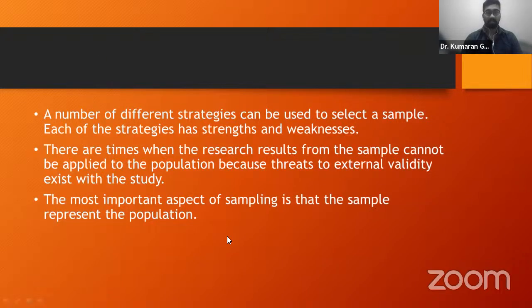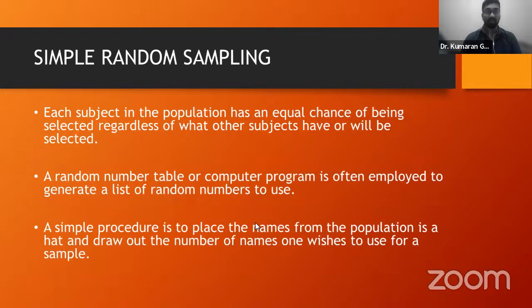Okay, so there are times when the research results from the sample cannot be applied to the population because external validity exists with this study. And not only that, the most important aspect of sampling is that the sample represents the population. Okay, so there are a lot of types of sampling, and let me explain one by one.